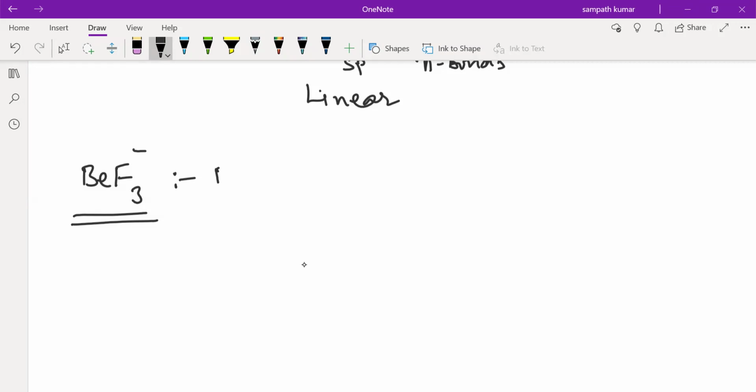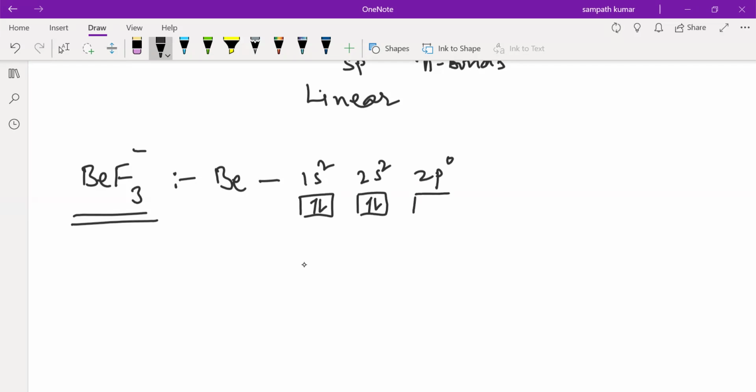Beryllium, sir. What is the electronic configuration of beryllium? 1s2, 2s2, 2p0, sir. Very good. Here, the inner orbital electrons are called the core electrons.